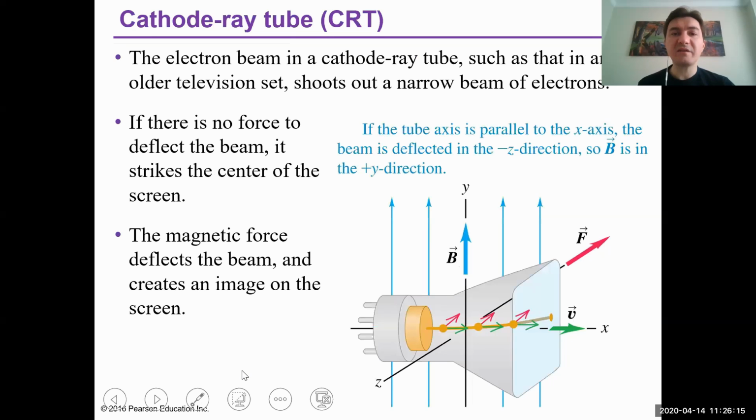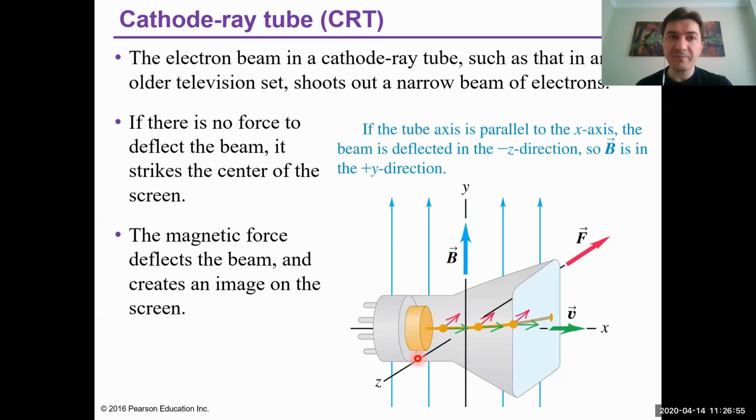So now let's see applications of these magnetic fields. This is a cathode ray tube. So what is a cathode ray tube? We have used it in the old televisions. Maybe you remember that type of cathode ray tubes. In Turkish we say tüplü televizyon. Older types of the televisions. Here what we have is the electron beam in a cathode ray tube, such as that in an older television set, shoots out a narrow beam of electrons.